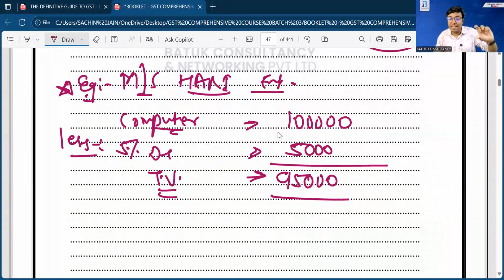That means if there is a discount at the time of supply itself, then the same is automatically reduced in the invoice. Okay.